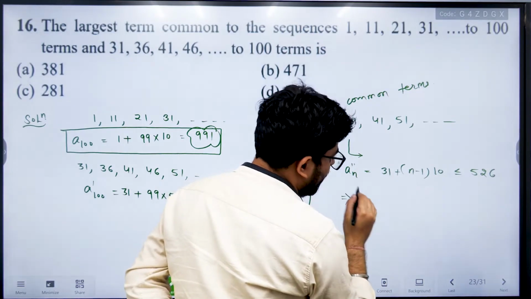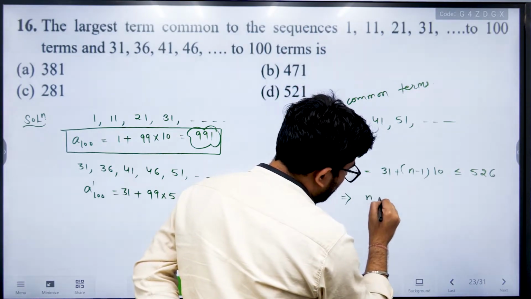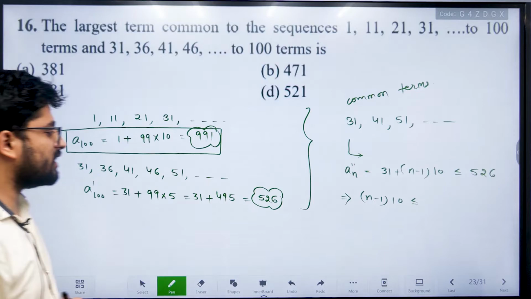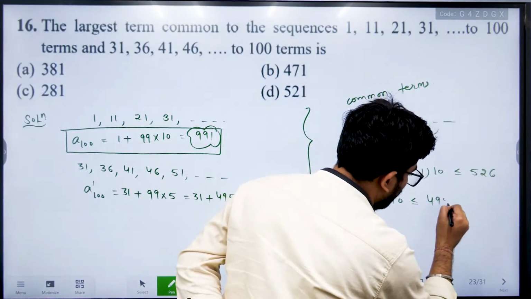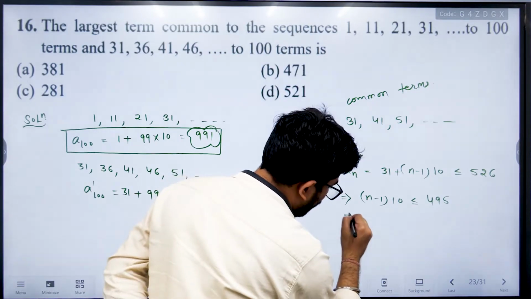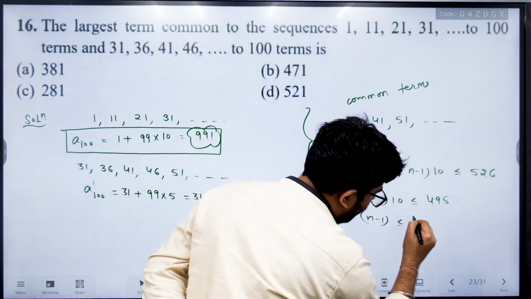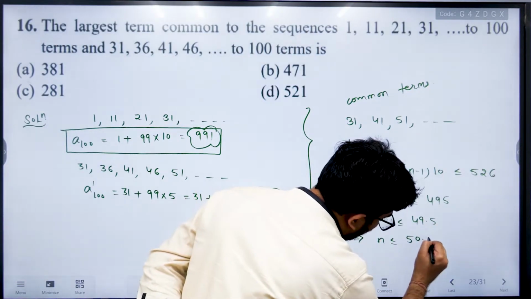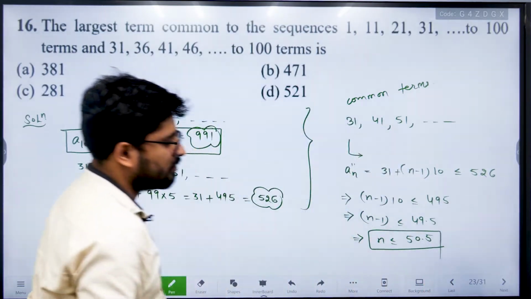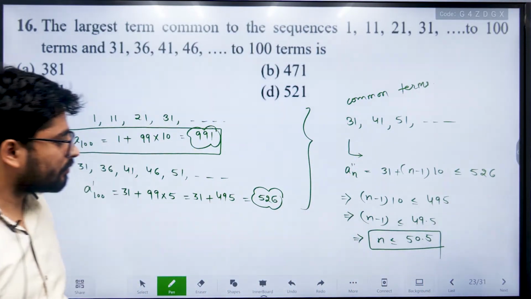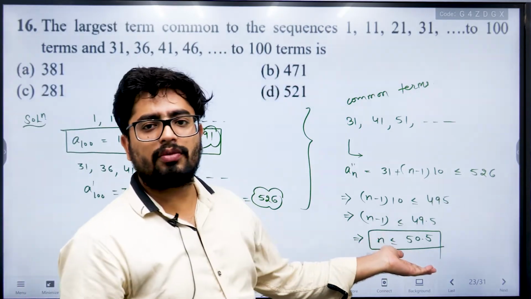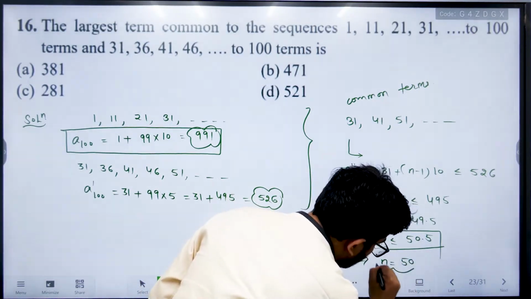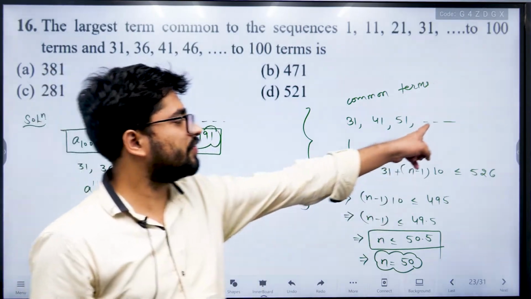So from here you can say (n minus 1) into 10 is less than or equal to 526 minus 31. 526 minus 31 is 495. Subtract 31 on both sides. So n minus 1 is less than or equal to 49.5, and n is less than or equal to 50.5. Add 1 on both sides. So n cannot be a fractional number, so n must be 50. So your largest common term is the 50th term of this sequence.